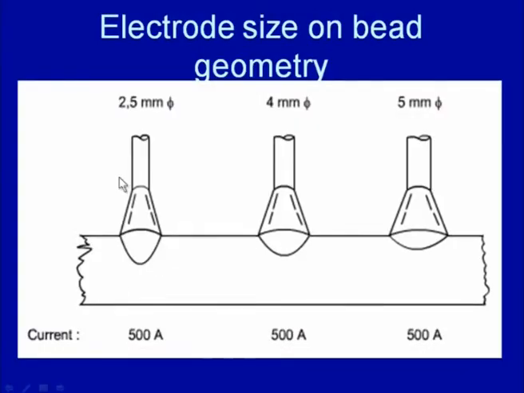Further, the electrode size affects the geometry of the weld bead. As we can see, the use of a small diameter electrode results in a narrower bead. The bead is of smaller width, but the penetration is deep. So, deeper penetration and a narrow bead is obtained with a small diameter electrode for a given current, but if we go with a larger diameter electrode, penetration is somewhat reduced and width is increased, and if we go further with a larger diameter electrode, then the width is further increased and penetration is reduced under identical current conditions.